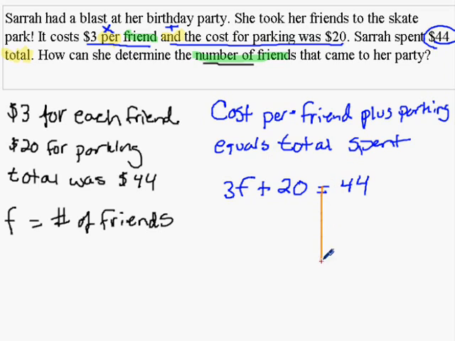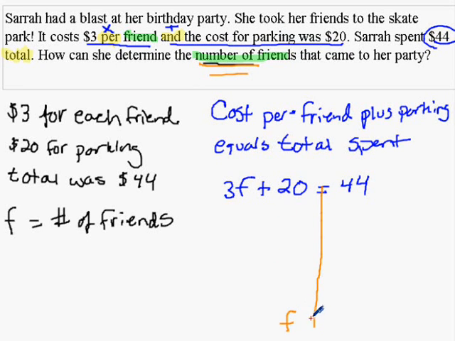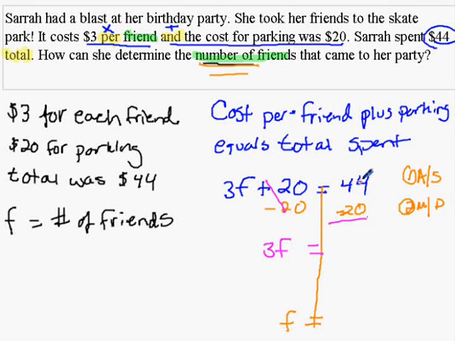Remember, to solve a two-step equation, we want to draw a line from the equal sign. Our goal, remember, is to find the number of friends, so we need to know what F equals. How many friends came? To solve a two-step equation, we always start with the addition and subtraction first, and then we do the multiplication and division second. So if it's adding 20, we want to subtract 20 from both sides. That cancels out, leaving us with just 3F equals 44 minus 20.